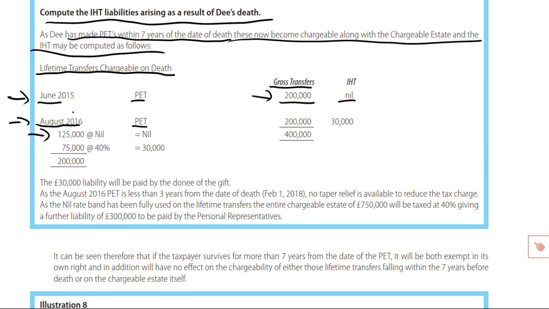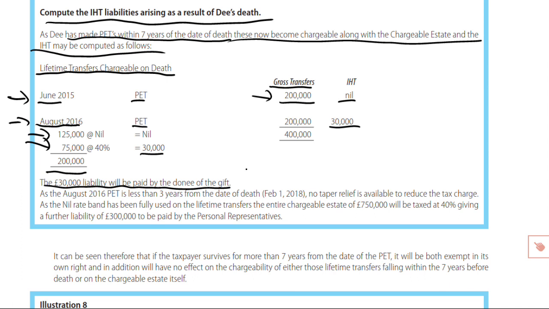At nil, obviously no tax. So out of the 200,000, a further 75,000 is pushed up into the 40% band. 40% on 75,000 is £30,000, £30,000 of tax in total, therefore, to pay. That 30,000 liability will be paid by the donee of the gift.